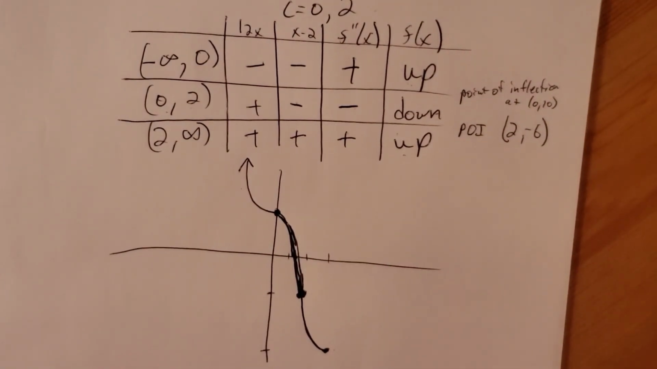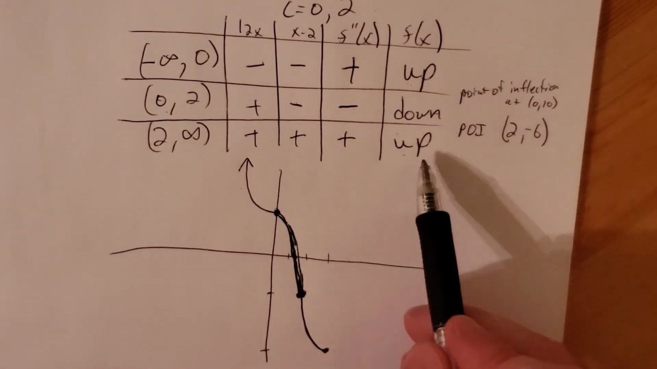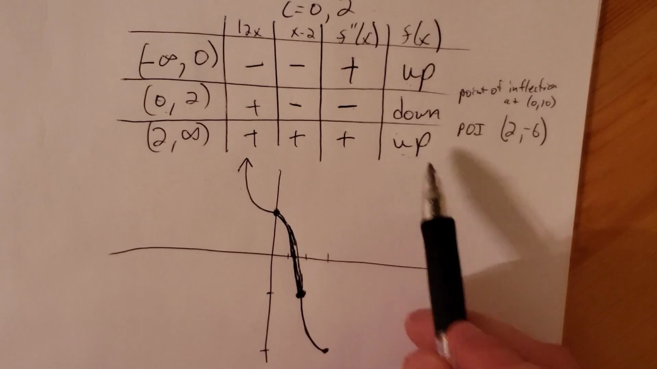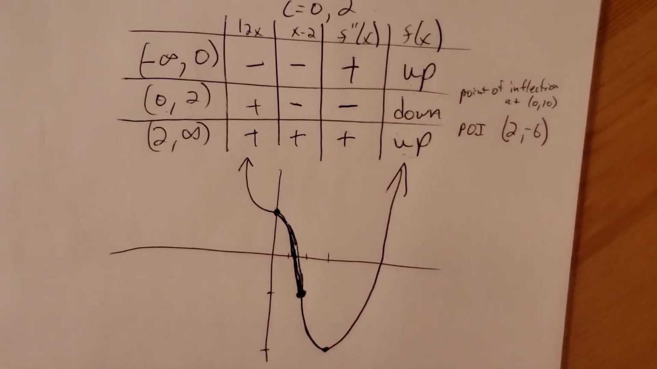And then from 3 to infinity, we are concave up on that interval, and the function is increasing. So we got a pretty detailed sketch for what our function should look like, given all of that information. All right, and that'll complete our first example for curve sketching.